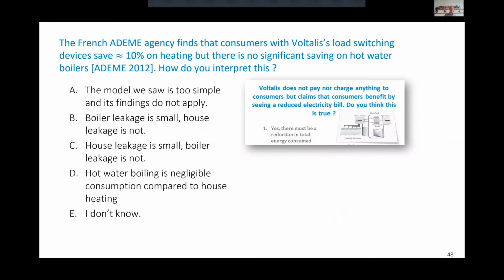Now, what I said about Voltalis has been checked by a French governmental agency. That's the agency that takes care of energy in general. And in their report, they said that it's true that with the Voltalis load switching system, users save 10% of heating, but nothing on hot water, nothing on boilers. So this is what macroscopic statistics on users give. How do you interpret this?